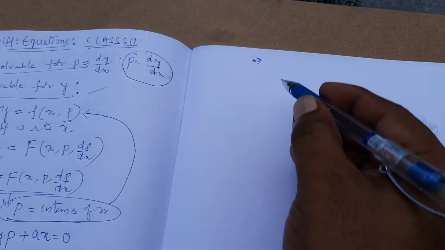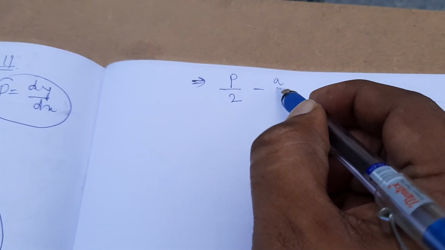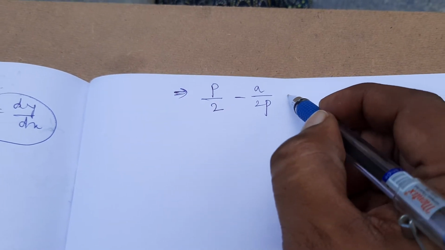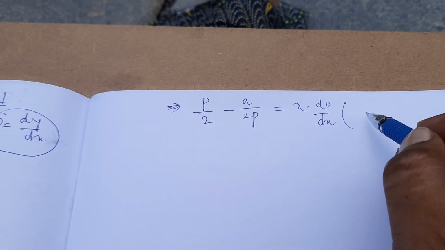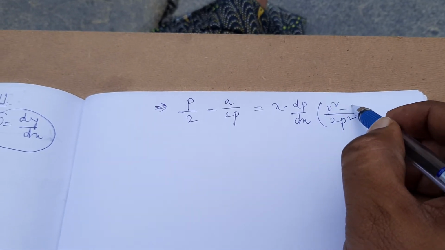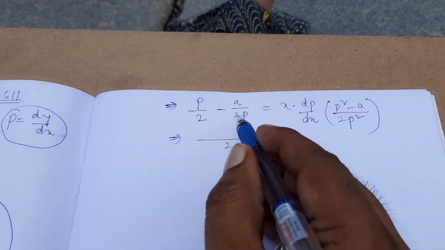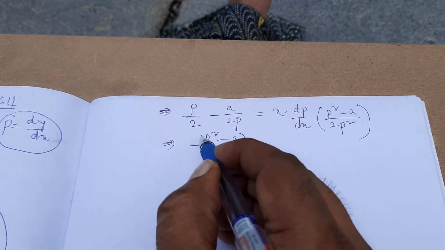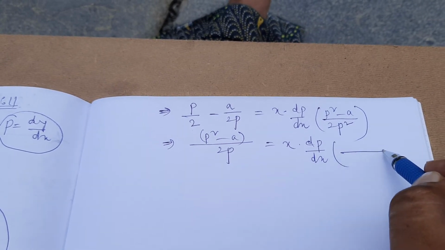Now if we simplify this whole value, p minus p by 2 means p by 2, minus a by 2p, is equal to x into dp by dx, and here the LCM is 2p square. Simplifying, the LCM on the left is 2p, so we get p square minus a equal to x into dp by dx into 1 by 2p square.